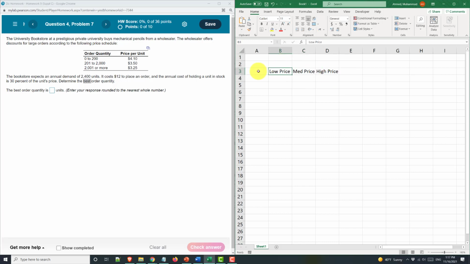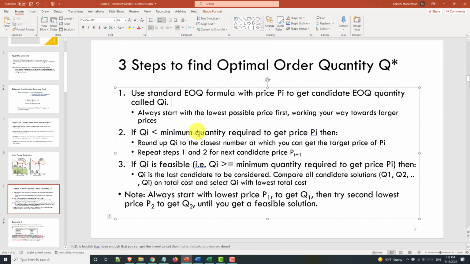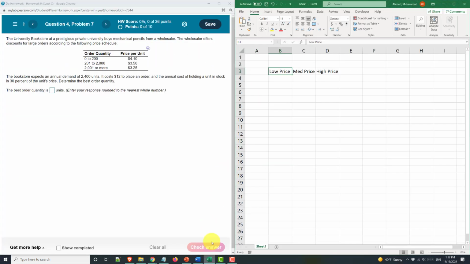You always want to start with the lowest price. It's not something I'm telling you now. The slides already tell you always start with the lowest price first. Why? Because if the lowest price solution is feasible, which you're going to see in a while what that means, then you're done. You don't need to worry about the higher prices. But if it is not feasible, then you have to compute EOQ for the medium price and then for the higher price and so on. So the shortest and fastest way to solve the problem is to check the lowest price solution first.